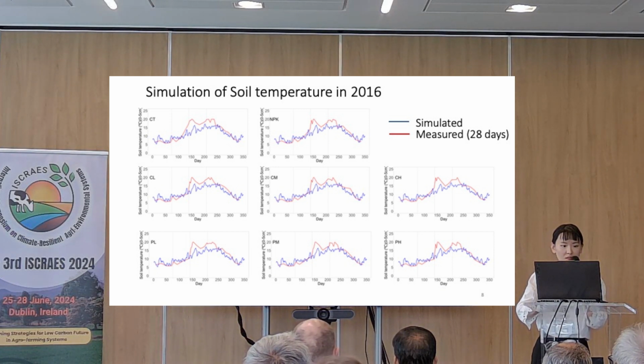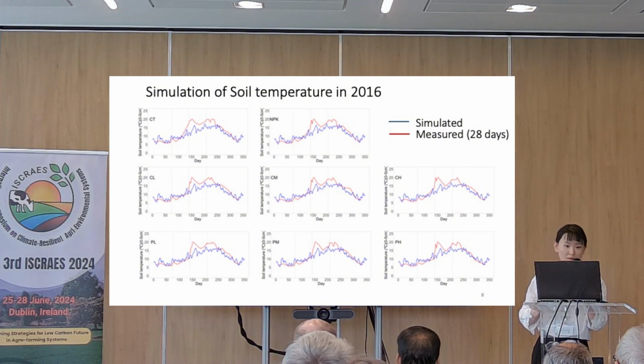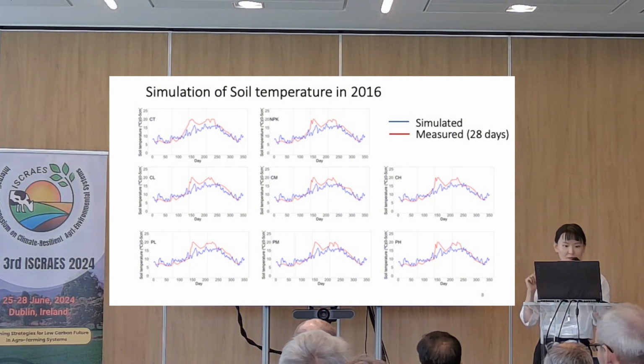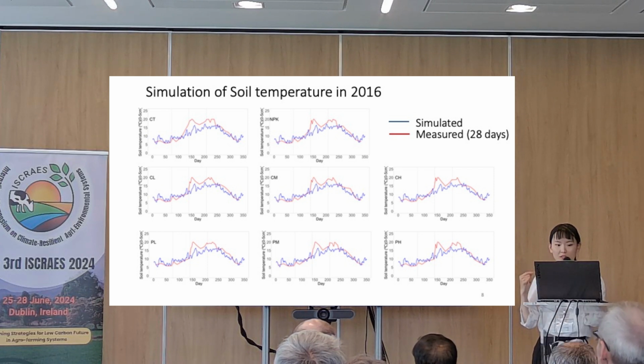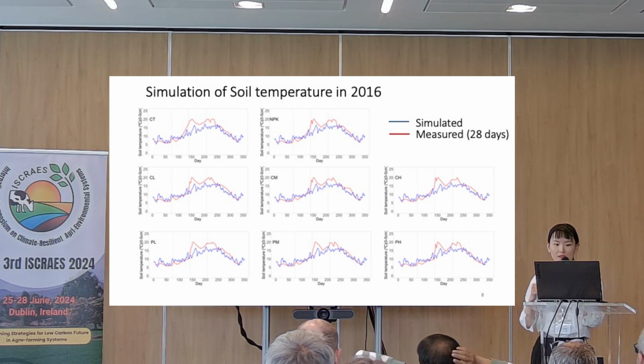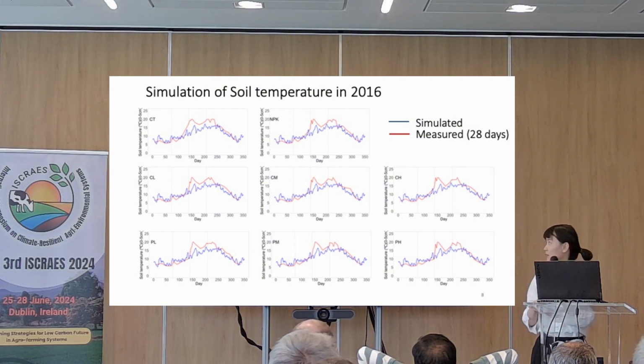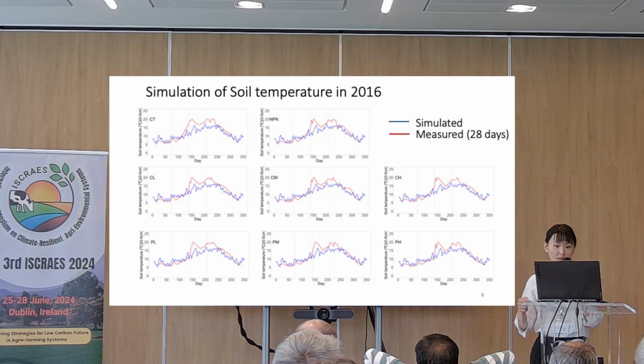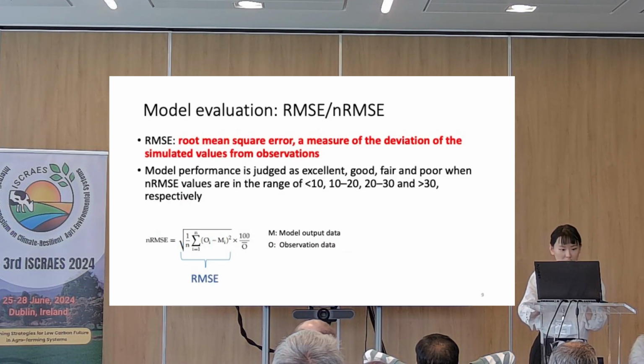First we simulate soil temperature. It's 0 to 10 centimeters. Oh, this figure is 0 to 5 centimeters. These 8 figures are the 8 treatments. The blue lines are simulation, and the red lines are measured data. There are 28 different measurements in 1 year. This is a figure.